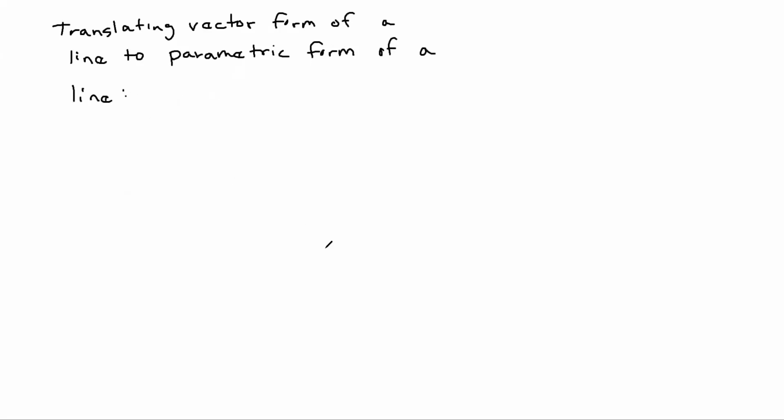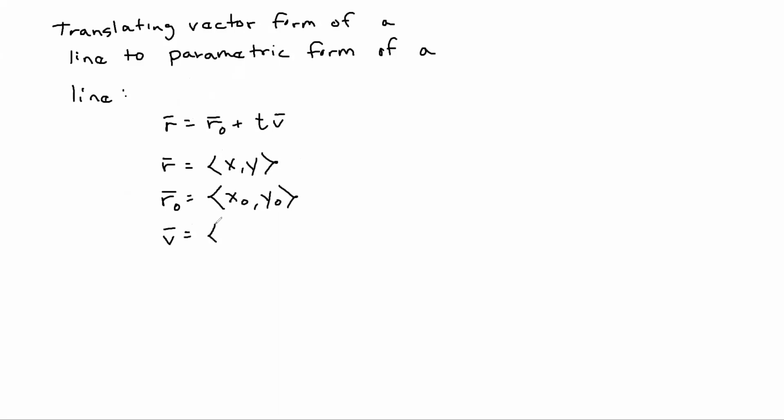So how do we do that? Well, let's just start off by writing our form. It's r equals r naught plus t times v. We can go through and say, let r equal a generic x, y. Let r naught equal a specific point, a vector that terminates at a specific point, x naught, y naught. And then let's just let v equal a, b.